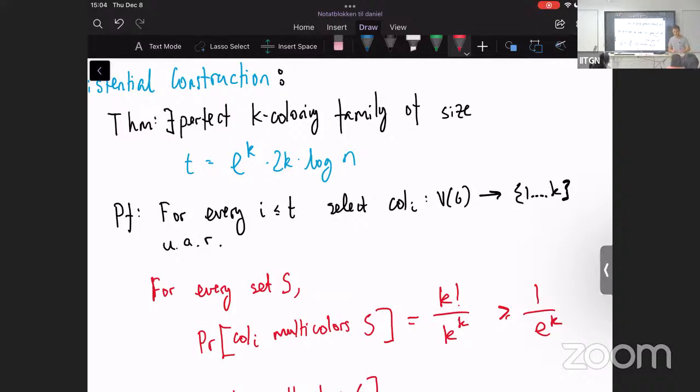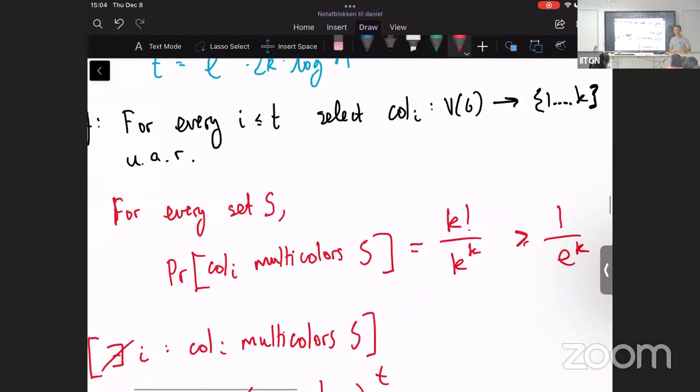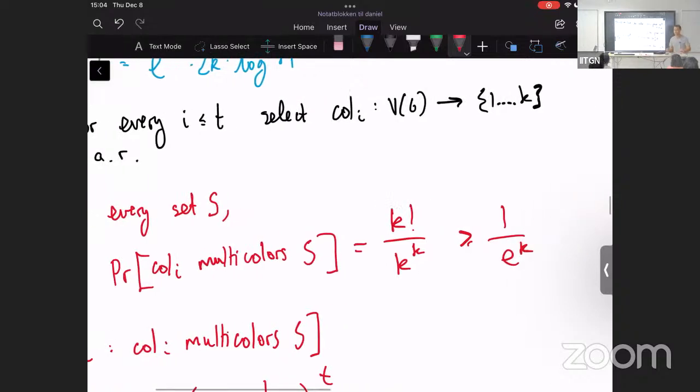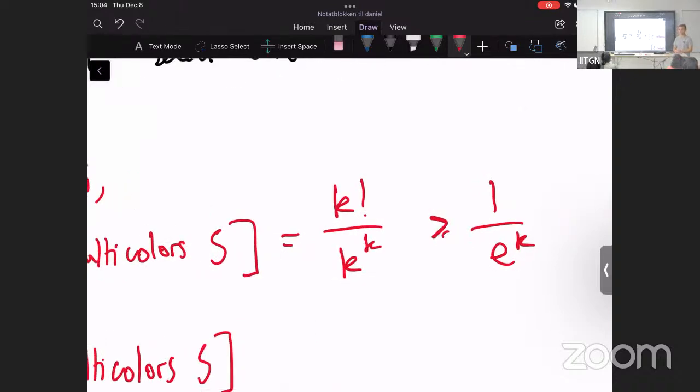Okay, now let's just look at one set and one coloring and ask what's the probability that this coloring multicolors that set? And that's k factorial over k to the k, which is, we know, at least 1 over e to the k, right? We showed that.